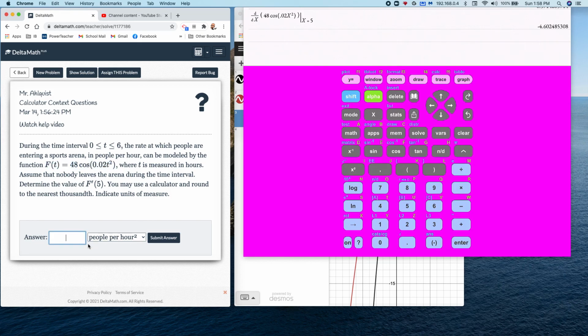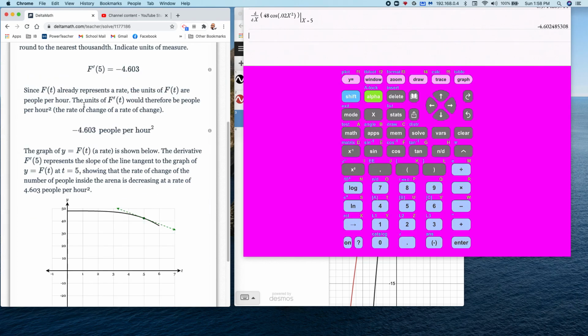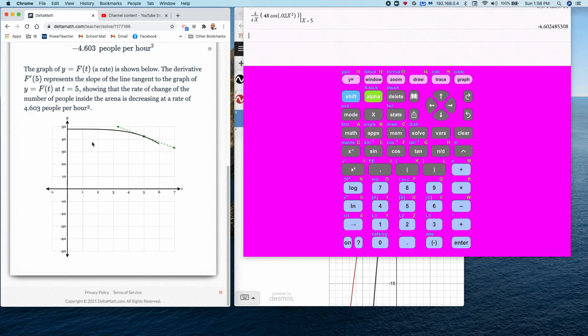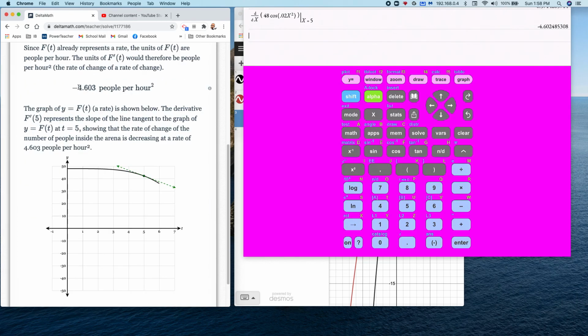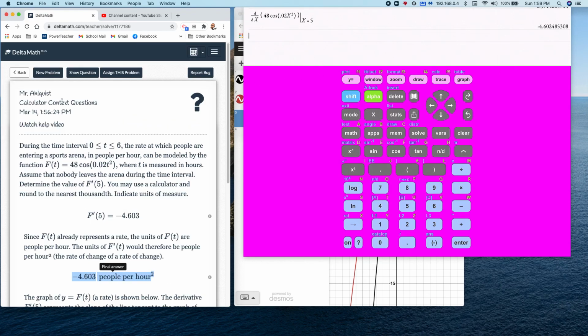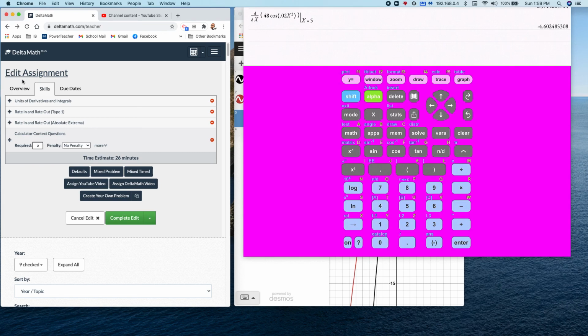I'm not sure if they're going to give it to me in, there it is. There's my same value, and it's people per hour squared. So that's my value right there. So that's another one on how you have to do that. So again, it goes back to the steps. So we haven't really learned anything new. We've just kind of applied things a little bit differently.